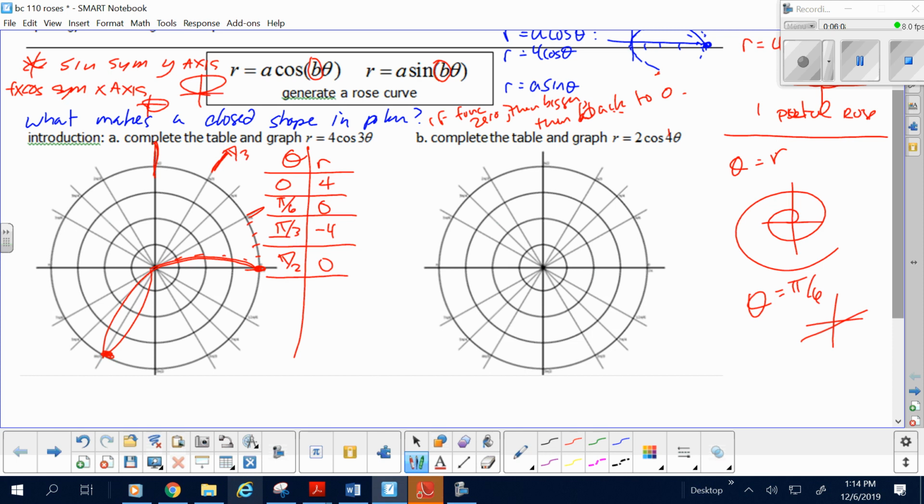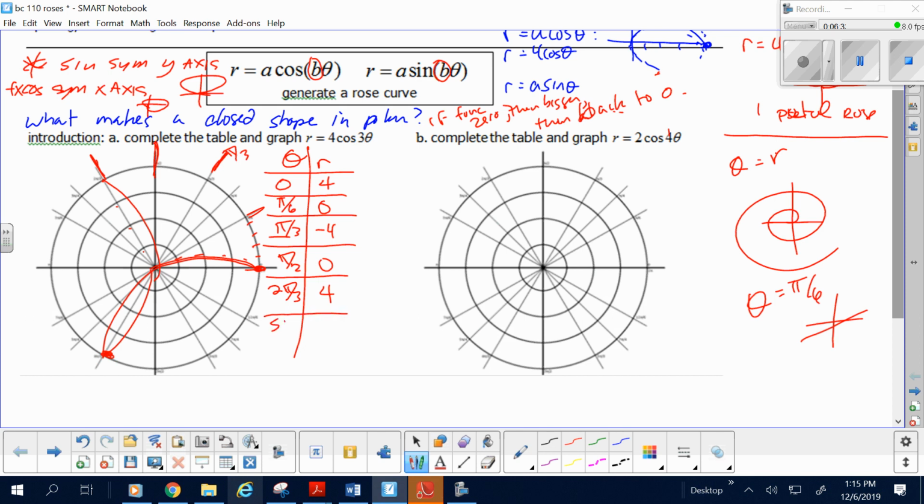1 pi over 6, 2 pi over 6, 3 pi over 6, 4 pi over 6, or 2 pi over 3. What's 4 cosine of 2 pi over 3 times 3? 1 times 4, 4. So here's 2 pi over 3. And do I go forward 4 in that direction or backward 4? Forward is positive, so I go forward 4.